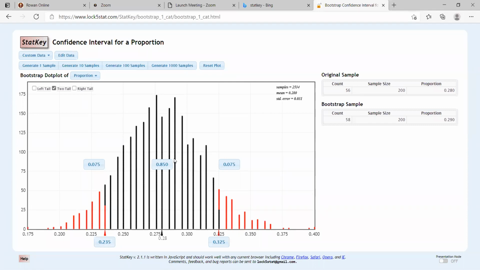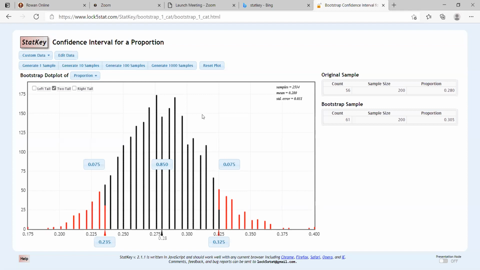All right. So this number in the middle is the level of confidence. This, down here or to the left, is the lower part of your confidence interval. This is the upper part of your confidence interval. So 0.235 is the lower limit of the confidence interval, 0.325 the upper limit. Up here's the number of samples. And it gives you the mean of all these 2,534 samples and the standard deviation of them. All of that's given to you.